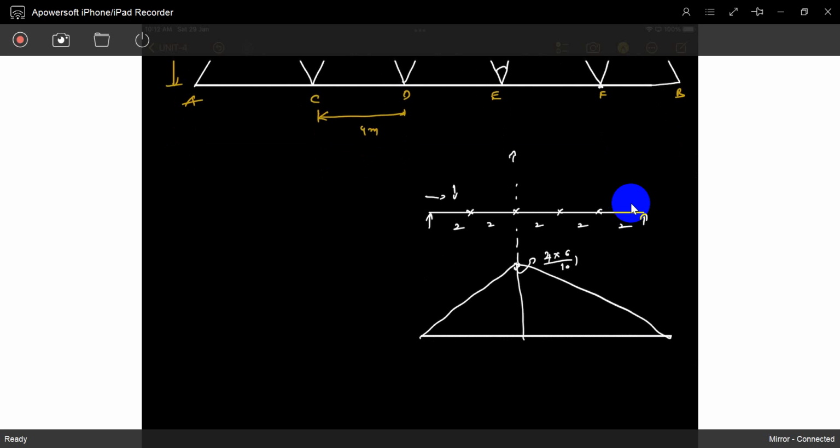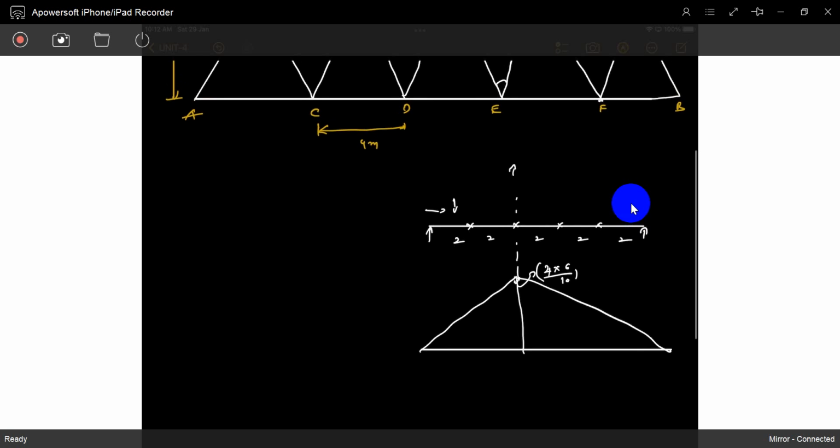So 4 into 6 by 10. You already know how it comes. Now observe it. If the load is at this place, what is this reaction value? This is 8 by 10. This is 2 by 10. So what is exactly the bending moment at this location? You have to take it from this side, because this one value is already there, so two multiplications are not required.